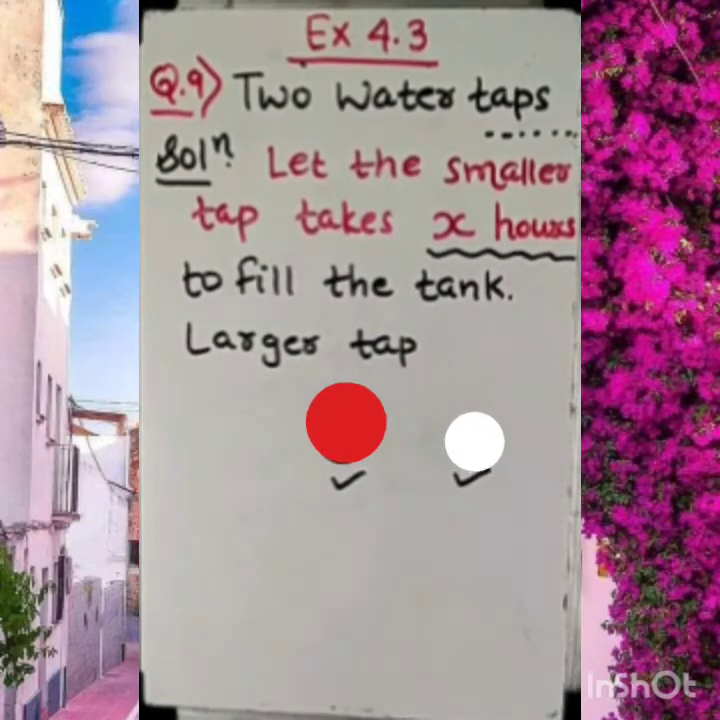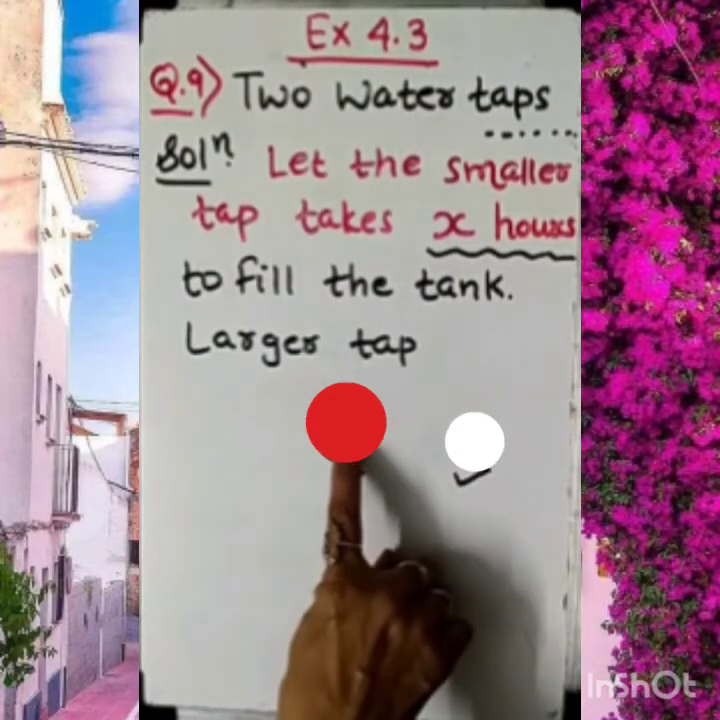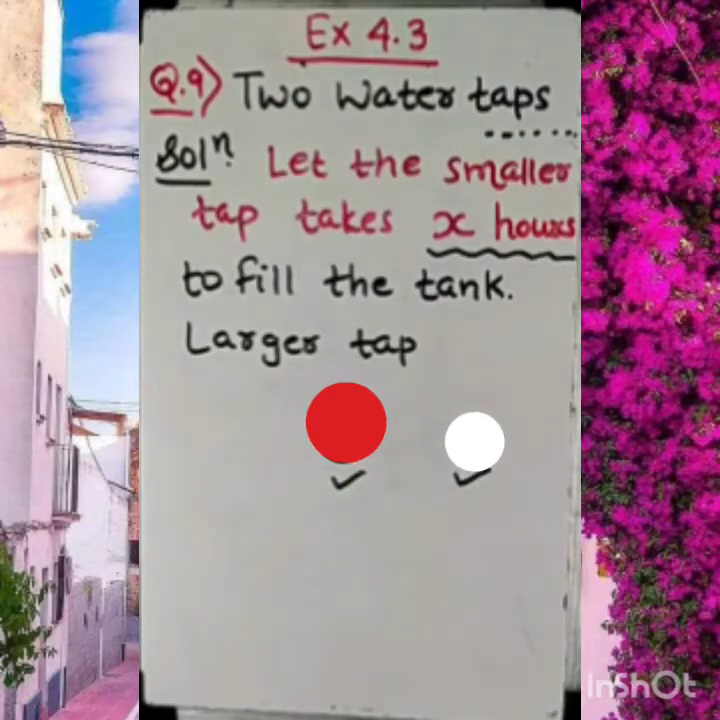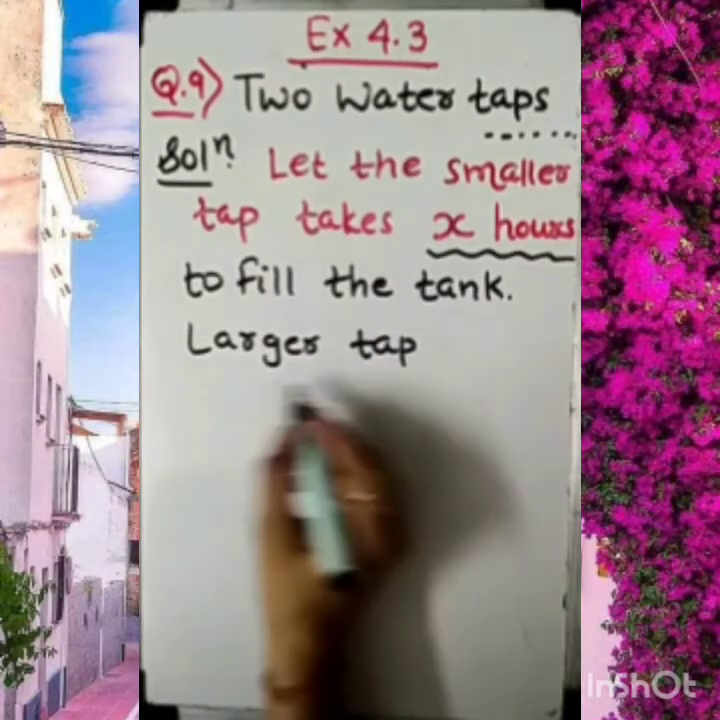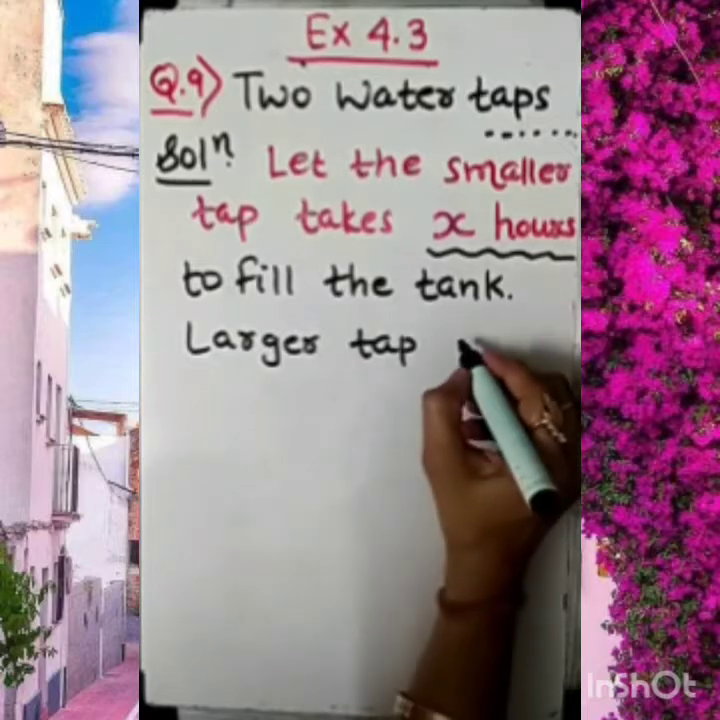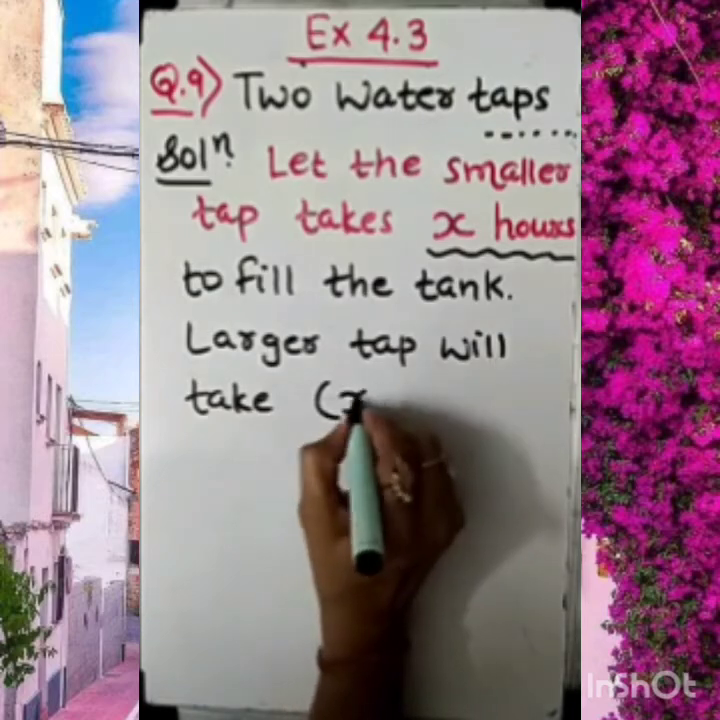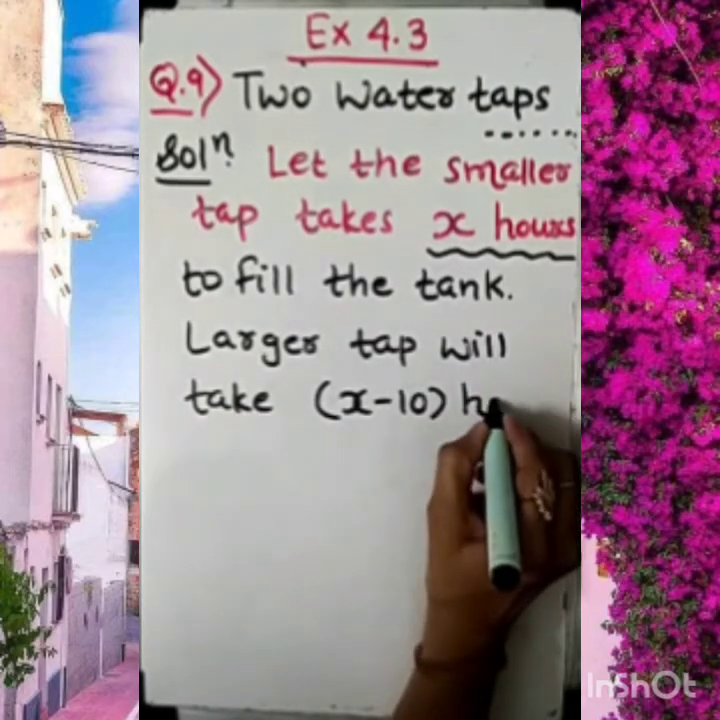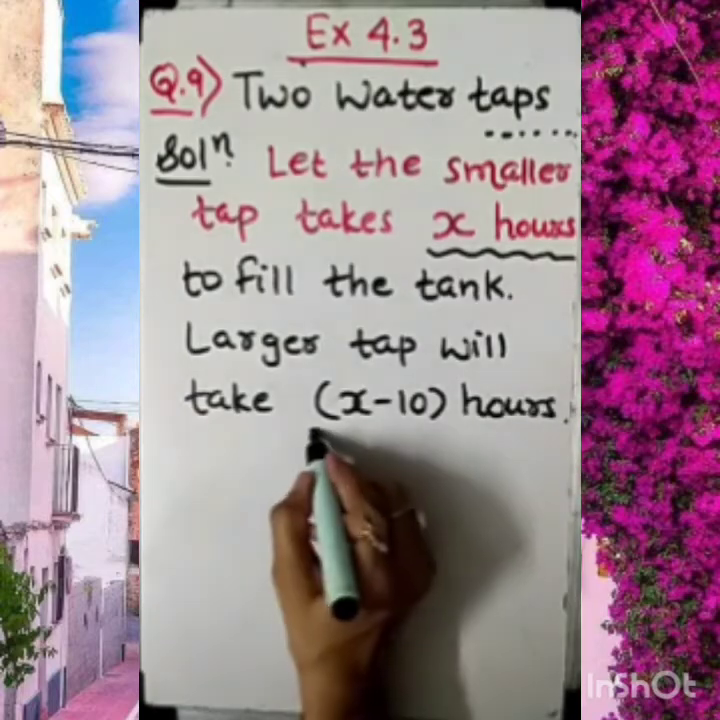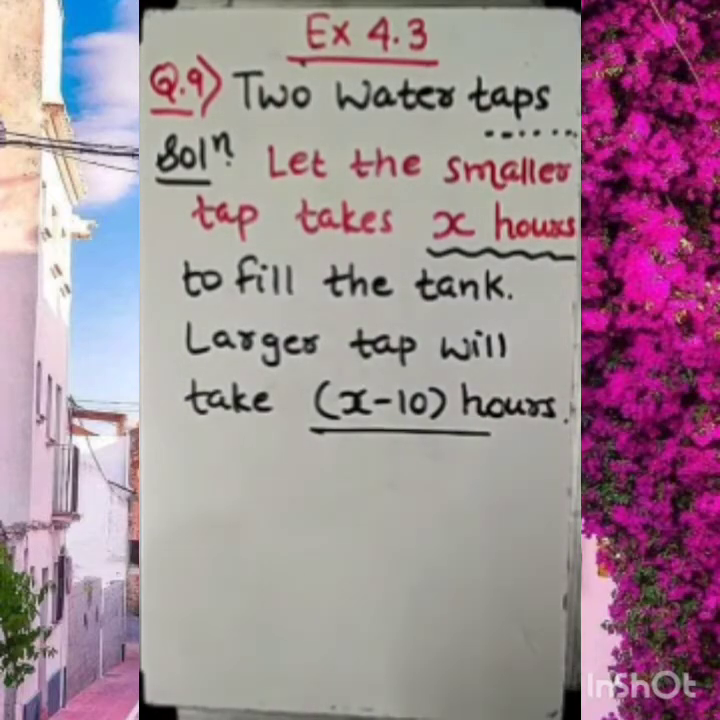So dear student, here we can consider the bigger tape will take less time than the smaller tape. So let's work out and let's try to find the time to fill the tank. So larger tape will take X minus 10 hours. So this time is taken by larger tape. Now dear student, here we are given the portion of the tank filled by larger tape in 1 hour.